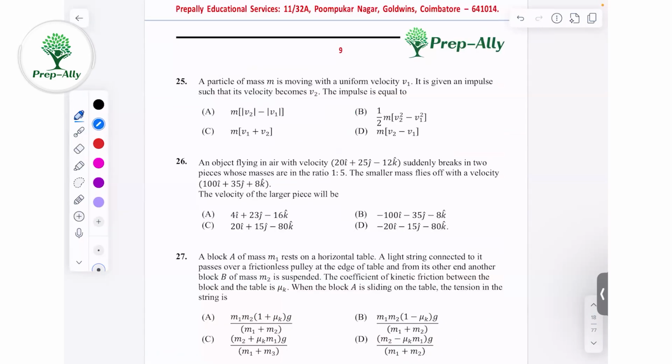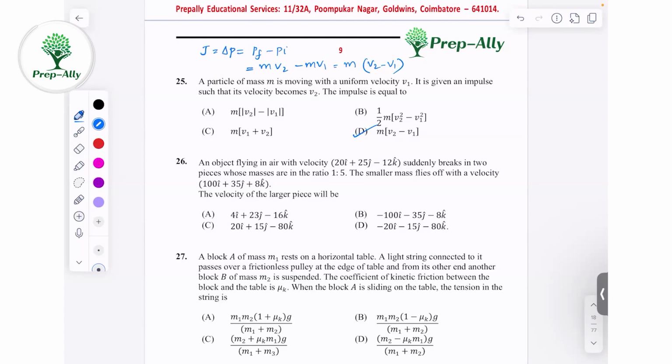A particle of mass m is moving with uniform velocity v1. It is given an impulse such that the velocity becomes v2. The impulse. Now, we can also say impulse is the change in momentum. That is the final momentum minus the initial momentum. Here, the body's final velocity is v2. So, final momentum is mv2 and initial velocity is v1. Hence, initial momentum is mv1. Hence, the total impulse given is just m into v2 minus v1.